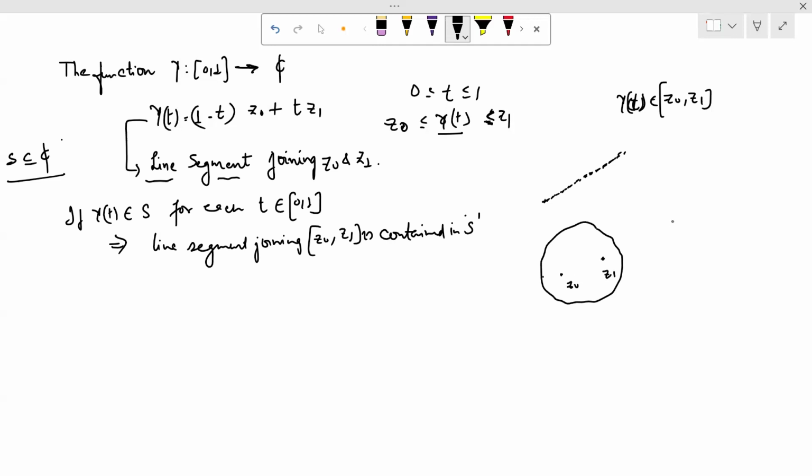So if gamma t belongs to S, this is your S. Gamma t belongs to S means any line which joins these 2 points belongs to S. And if the line joining these 2 points belongs to S, I will write that. So gamma t belongs to S means the line segment joining Z0 and Z1 is contained in S. Is that clear? Yes. It is not the only way of doing it.